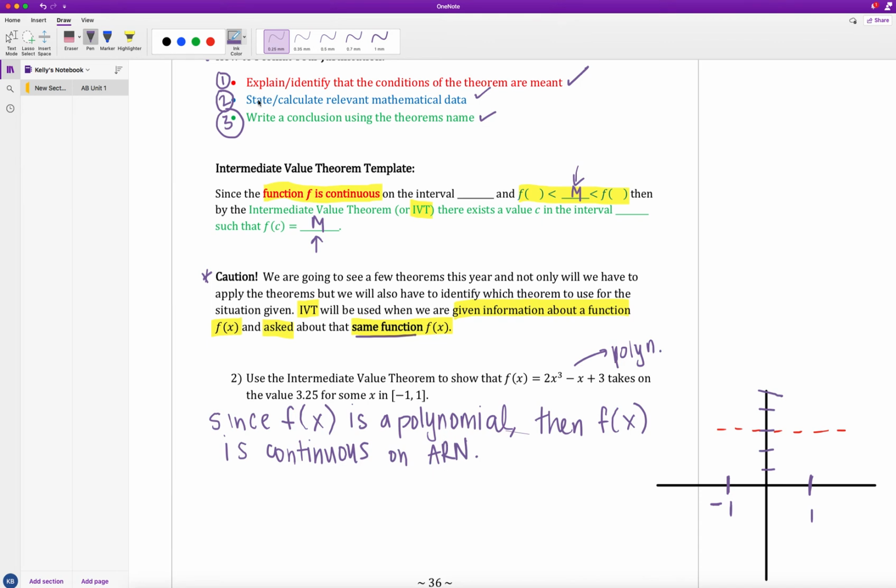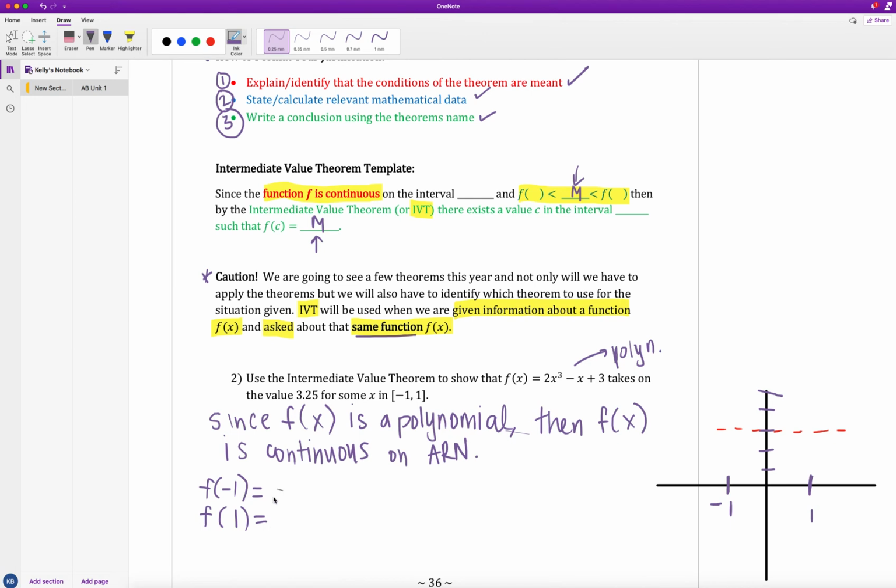The next thing we have to figure out is state or calculate some relevant mathematical data. So for the intermediate value theorem, what that means is I need to compute a value that's bigger than 3.25 and one that's smaller than. And that means that I have to cross over since the function is continuous. Well, they gave me this interval of -1 to 1, so I'm going to start by using those values and see what that gives me. So I'm going to start by computing f of -1. Why don't you guys pause the video right now and compute both f of -1 and f of 1 on your own first, and then we'll check them together.